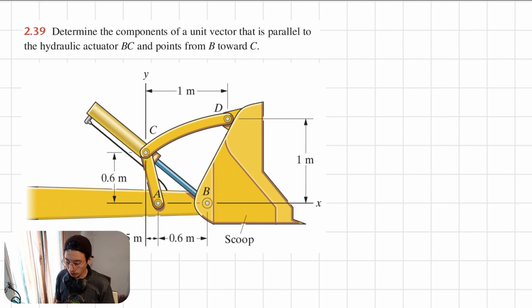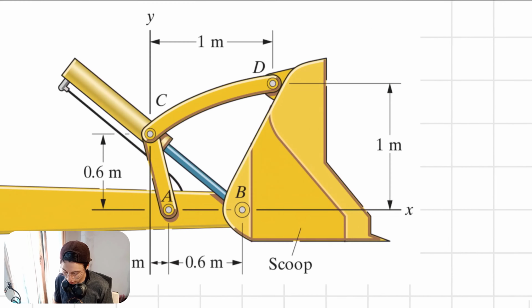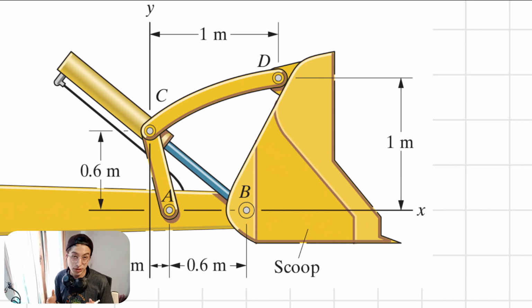Everyone. We will solve the following exercise. The exercise is number 2.39. Determine the components of a unit vector that is parallel to the hydraulic actuator, BC, and points from B towards C. All right, this is my first attempt to solve this exercise, so we're going to do it together.